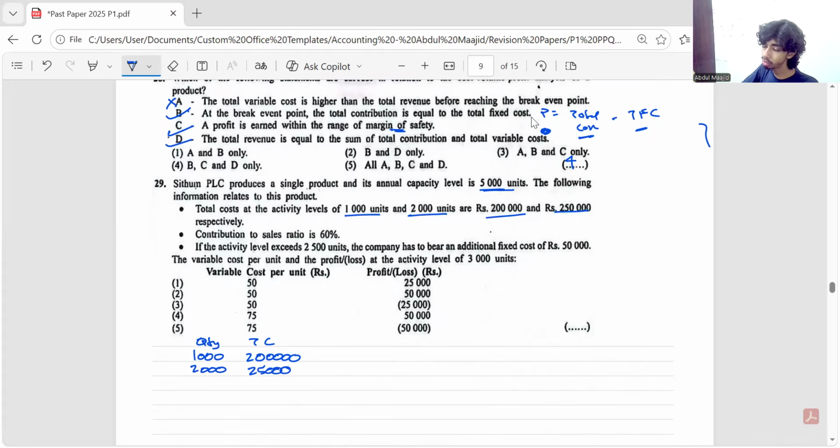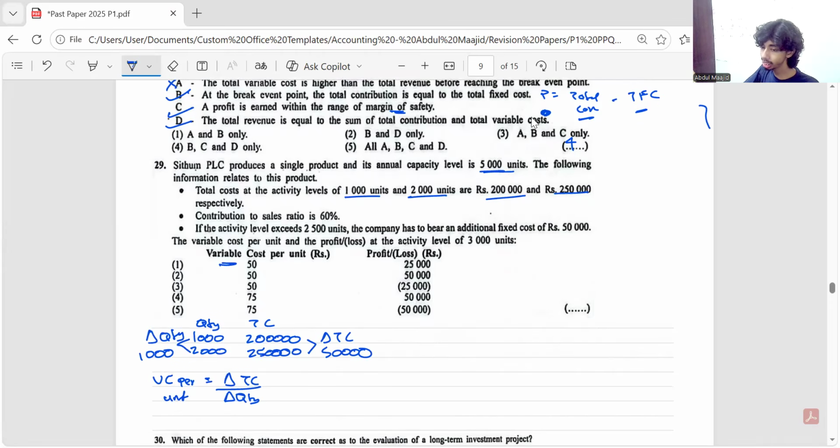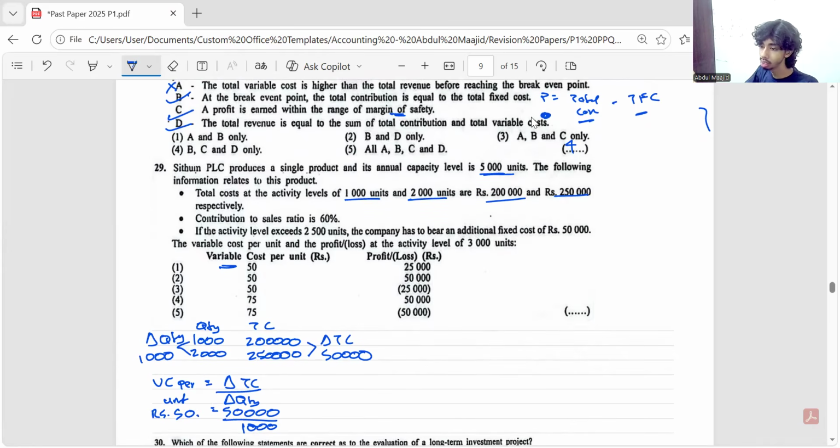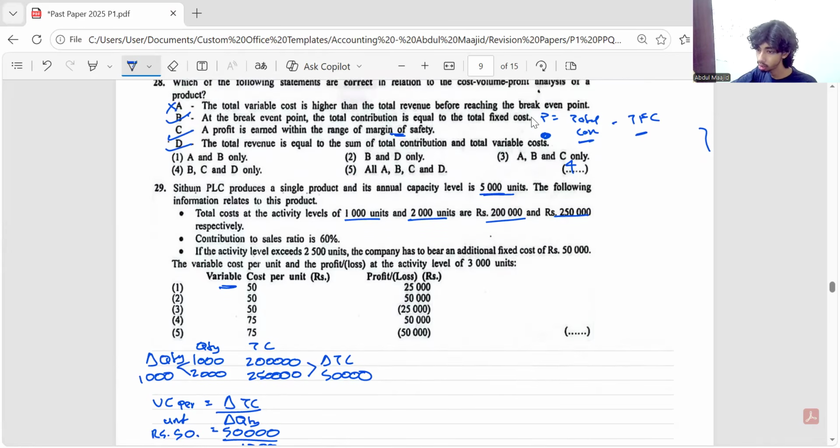Remember, most of the time your total cost will change because of your variable cost, right? Now your total cost is changing by 50,000 when you change the quantity by 1,000. Then how can you find the variable cost per unit? Variable cost per unit will be equal to the change in total cost divided by change in quantity. The total cost is changing by 50,000, quantity changing by 1,000. That means your variable cost per unit is rupees 50. And what are they asking? What is the profit or loss?